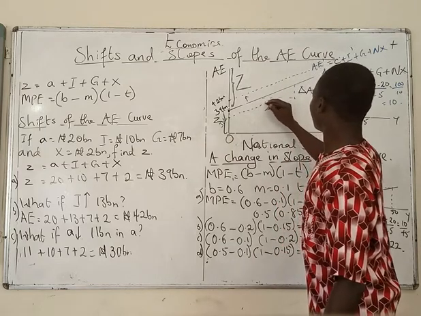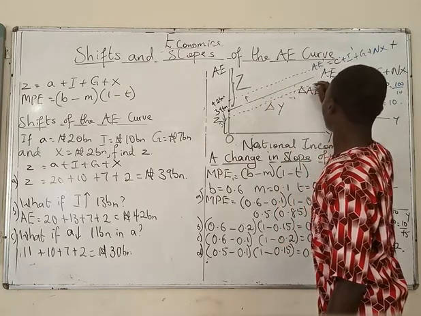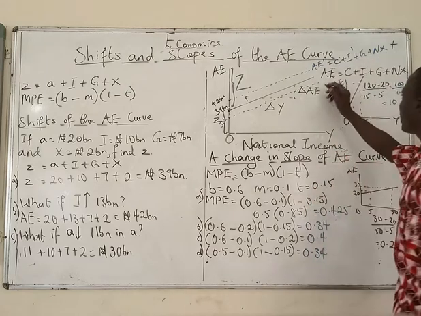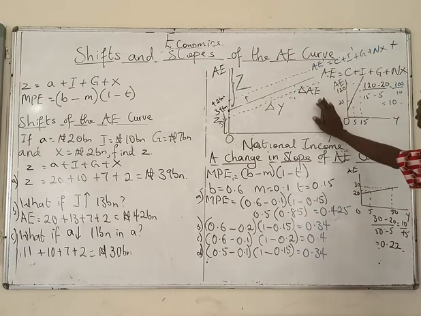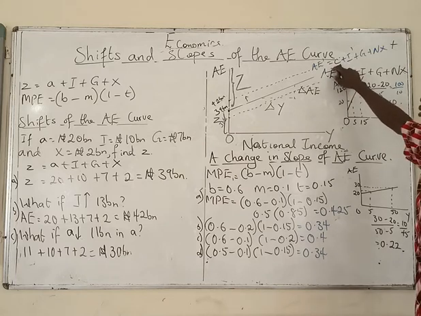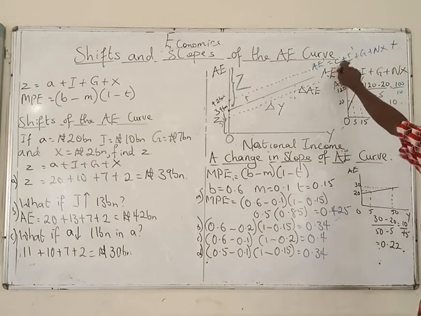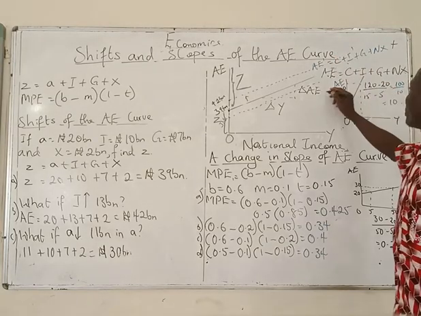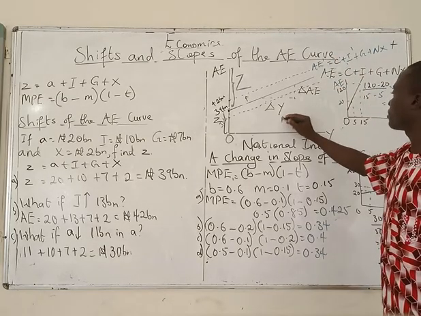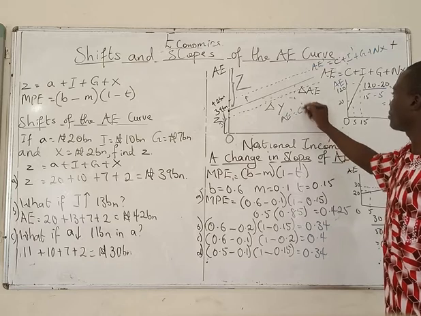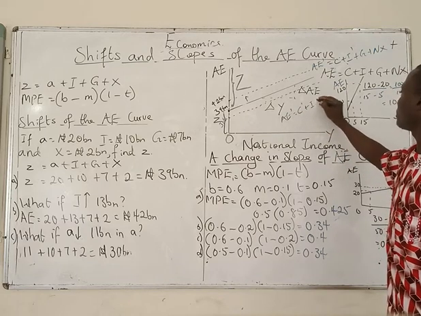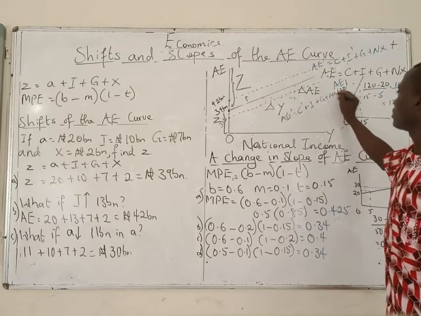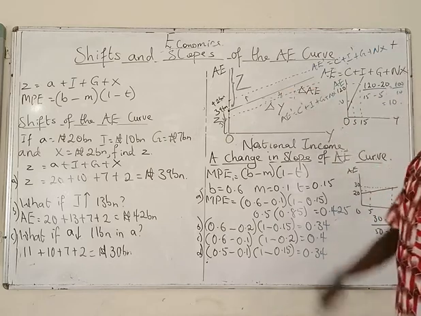It's a parallel line. Don't mind my diagram. So we have the same thing. So AE will be changing, but A will change because C has changed. You know, autonomous consumption is an aspect of consumption expenditure itself. Okay, so a portion of C has changed. So we're having AE prime equals C prime plus I plus G plus NX. So in this case, there is a reduction from the initial value.